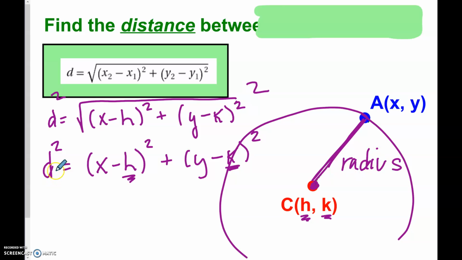Okay, so instead of having d in here, I could erase this and say that this is the radius squared. So radius squared, and this (x, y) is just a point on the circle, but this h and k came from the center of the circle. So this is actually the general form for a circle: radius squared equals x minus h quantity squared plus y minus k quantity squared.